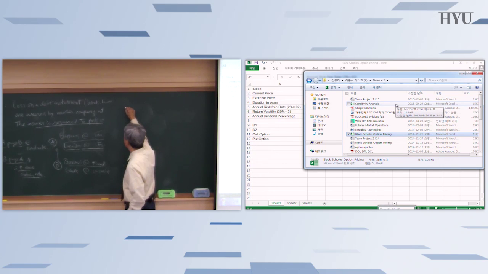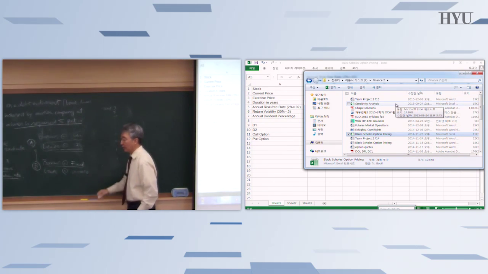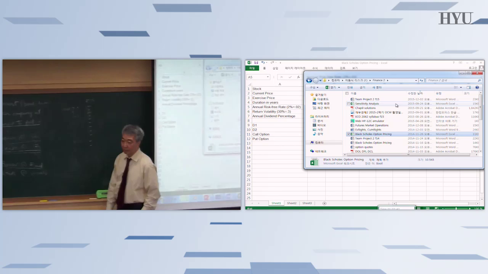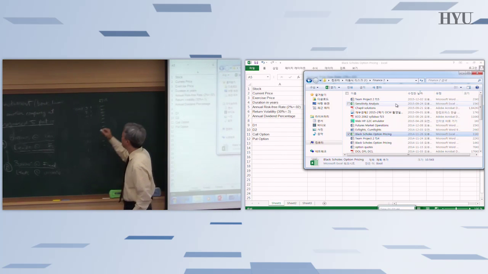Say 2008, January, February, March. But you have to specify the date, either January 1st or January. I guess the 1st will be good, the first day. And say AT&T stock price, closing price. So those are monthly closing prices. And then you can calculate the return.